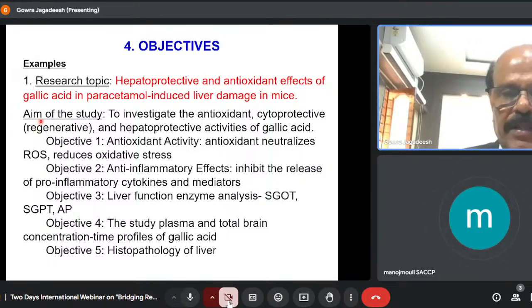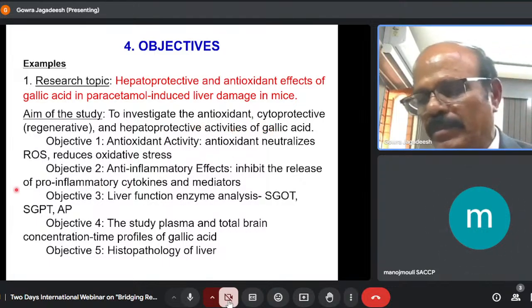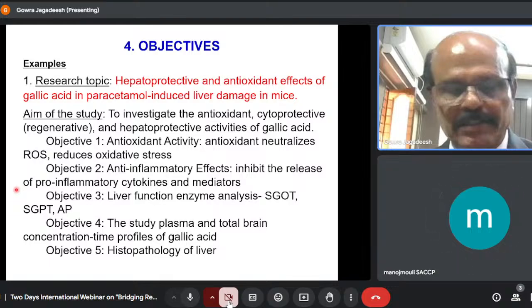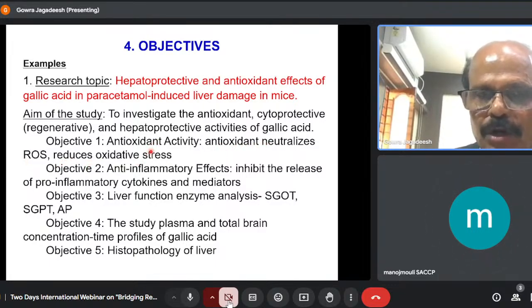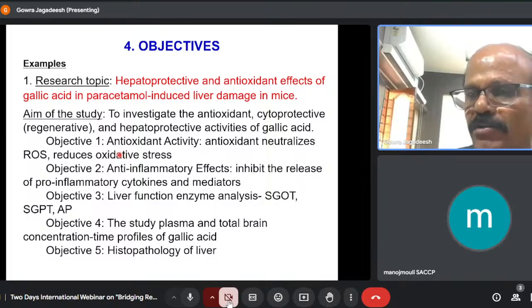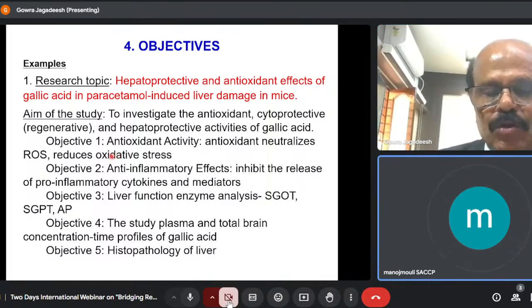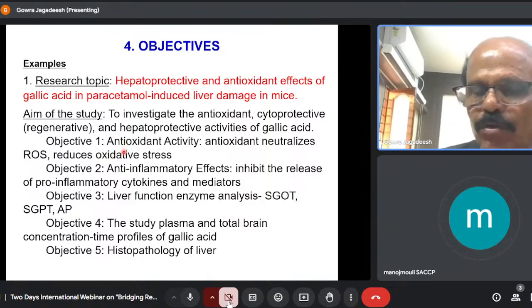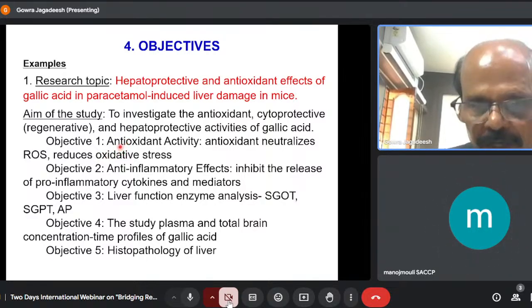What is the aim of the study? In one single sentence, you can write the aim: to investigate the antioxidant, cytoprotective, and hepatoprotective activities of gallic acid. This is your aim. It is a singular aim, and you get into several objectives. Antioxidant: neutralizes ROS, reduces oxidative stress. Now you develop methodology. How do you study this antioxidant, ROS? What are the different antioxidant enzymes? So oxidative enzymes you must study here. So you'll be having 1, 2, 3, 4, 5. That is the methodologies for this one.